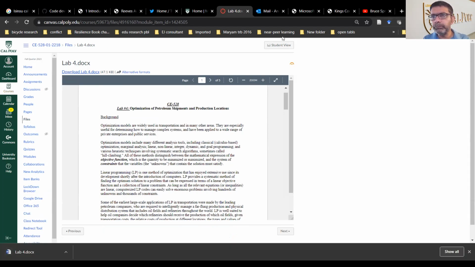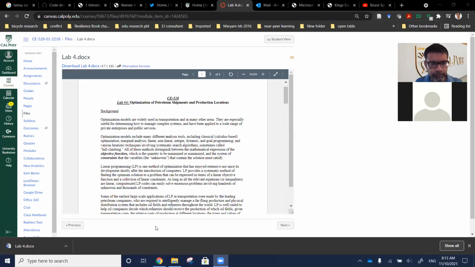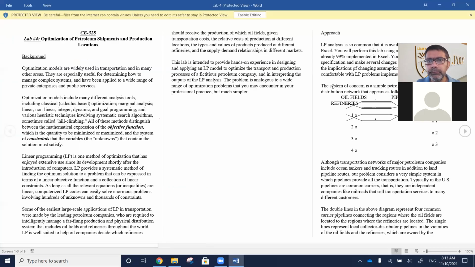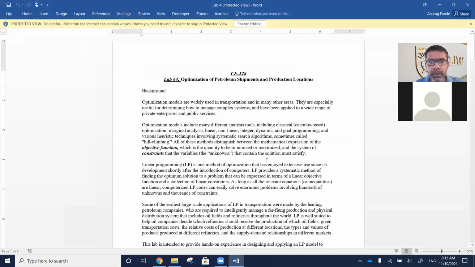I'm going to stop share, and I'm going to go ahead and share my entire screen. I'm opening up this Word file here. And it talks about some of the stuff that we talked about in the lecture about the algorithms and stuff like that. And then linear programming is one of the methods that we use to solve these optimization problems.